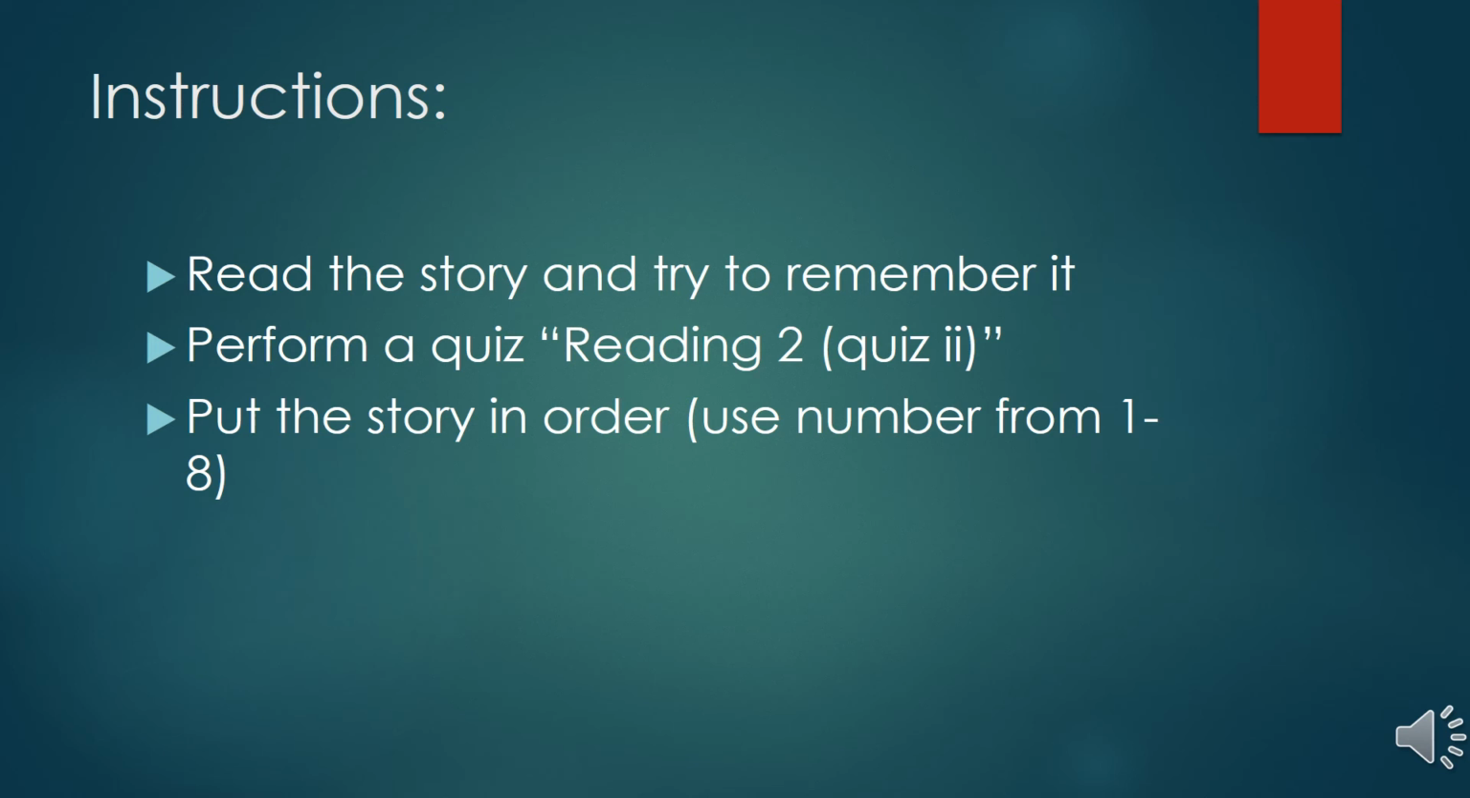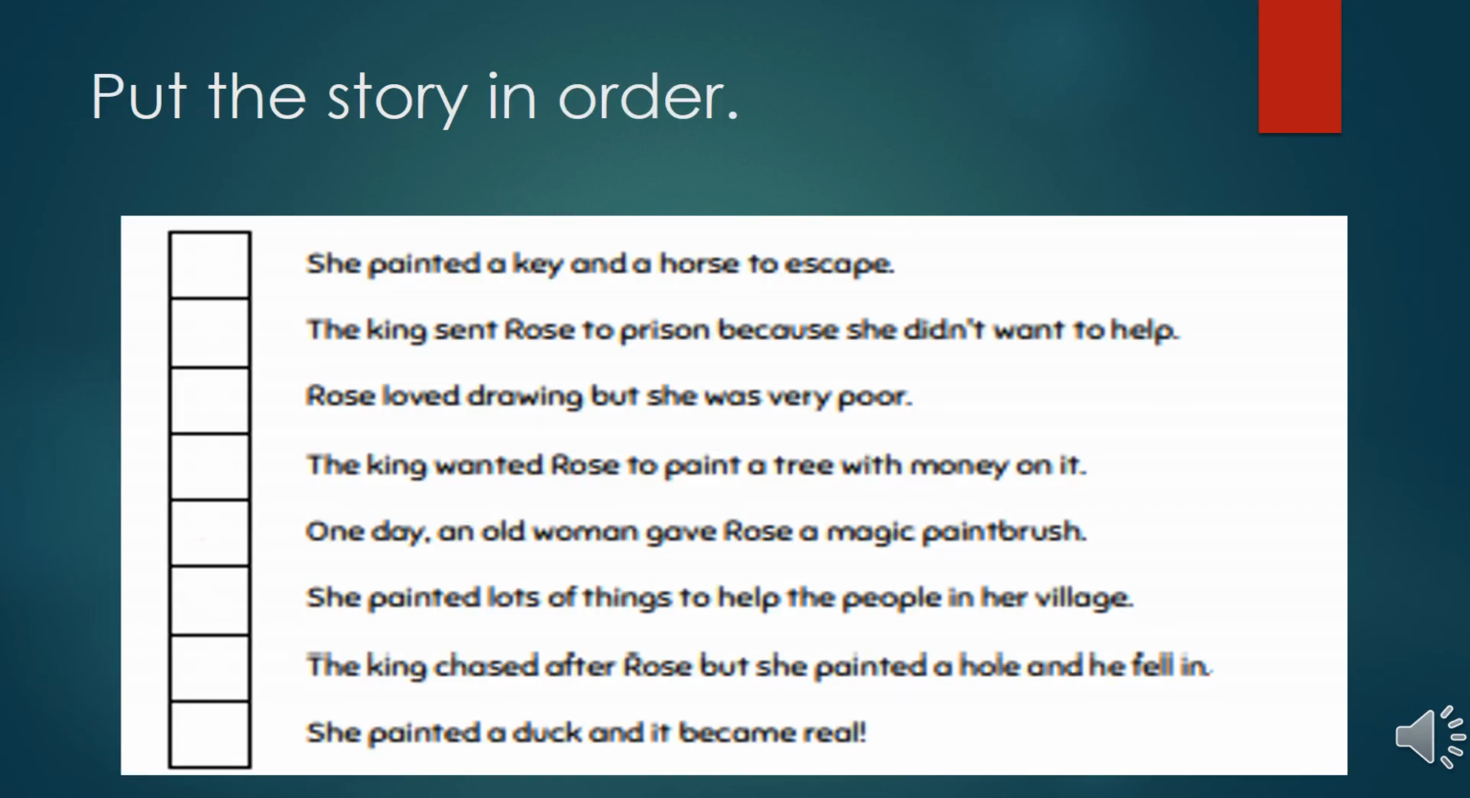Then you have to perform a quiz, which is Reading Quiz 2 in the quiz section of the Edbox. Then, in that quiz, you have to put the story in order. You can use numbers from 1 till 8 to do that. Best of luck for that. This is the jumbled version of the story. Let me read out the sentences for you so that it is easier for you to perform the activity.